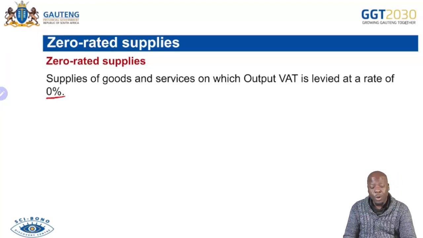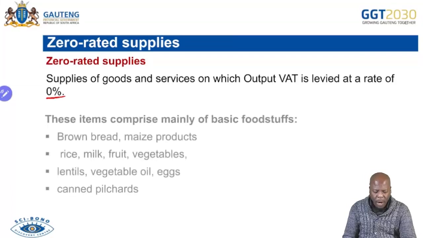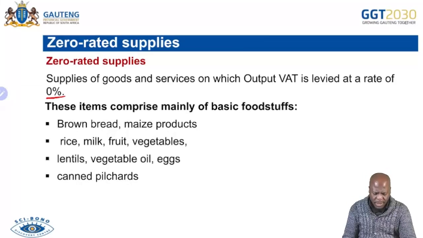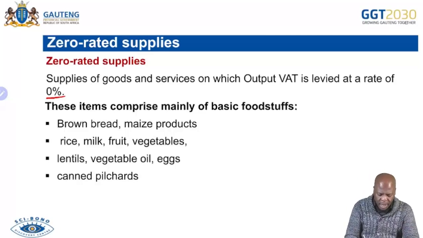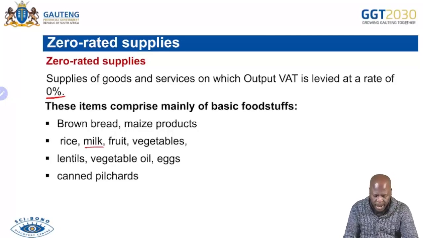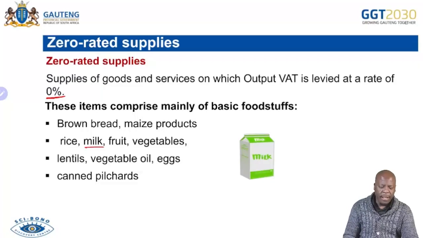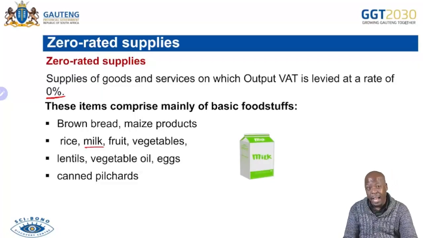All right. So we are levying VAT at the rate of 0%. Okay. Now, what type of goods are these? These are items mainly comprised of basic foodstuffs. Your basic foodstuffs. You're talking your brown bread, your maize products, your rice, your milk, and then your fruit and vegetables. These are zero rated supplies.